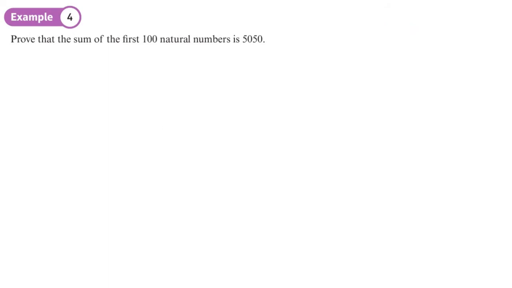Right, example 4. Well, I think we've just done that, haven't we? Proved that the sum of the first 100 natural numbers is 5,050. Well, natural numbers, that just means the counting numbers. Yeah, the counting numbers are natural numbers.